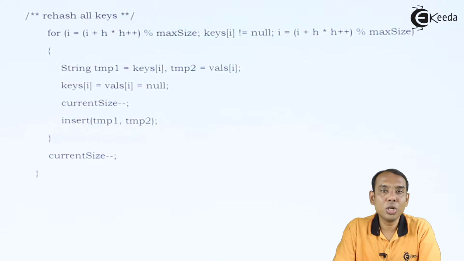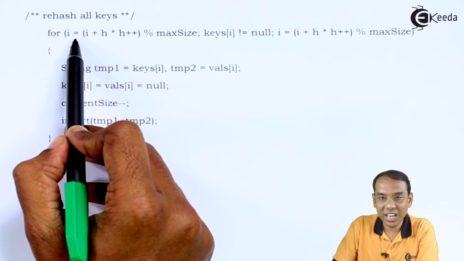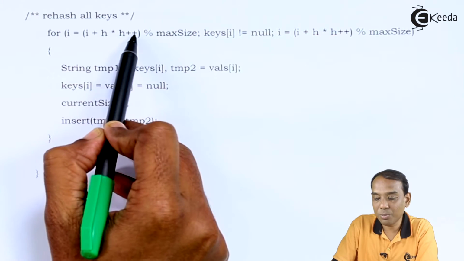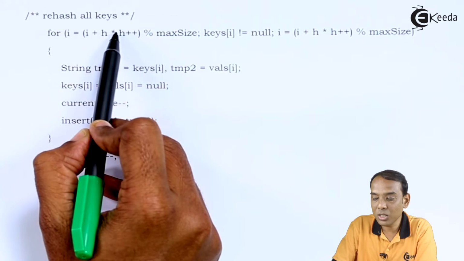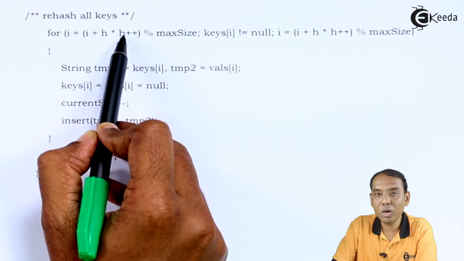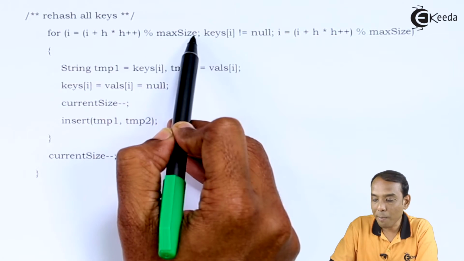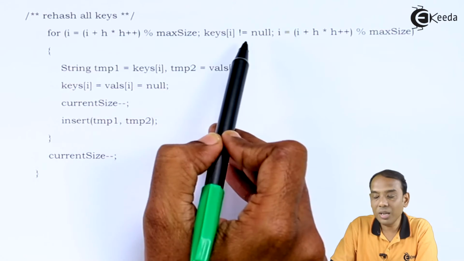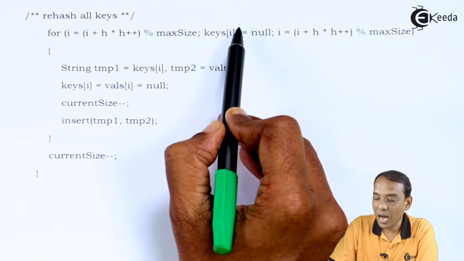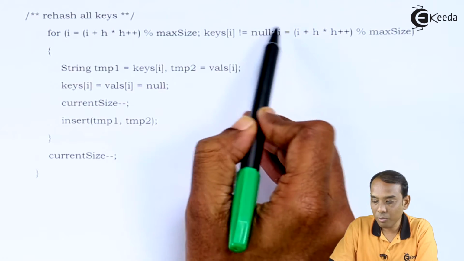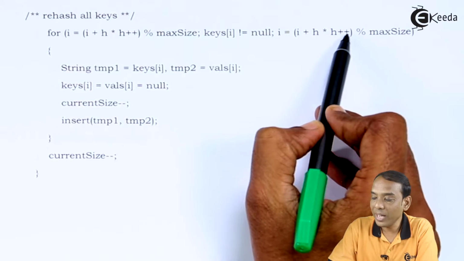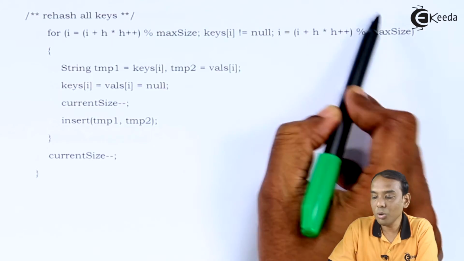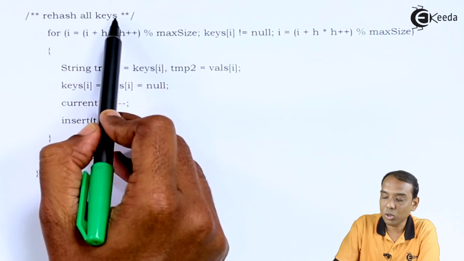Now we look at the function to rehash all the keys. For i = i + h * h++. This is called post increment. We have i = i + h * h++ mod max size. Once this is done, then we check with the keys. keys[i] not equal to null. While this is true, we have i = i + h * h++ mod max size. This is how you increment, so that we have to rehash all the keys.